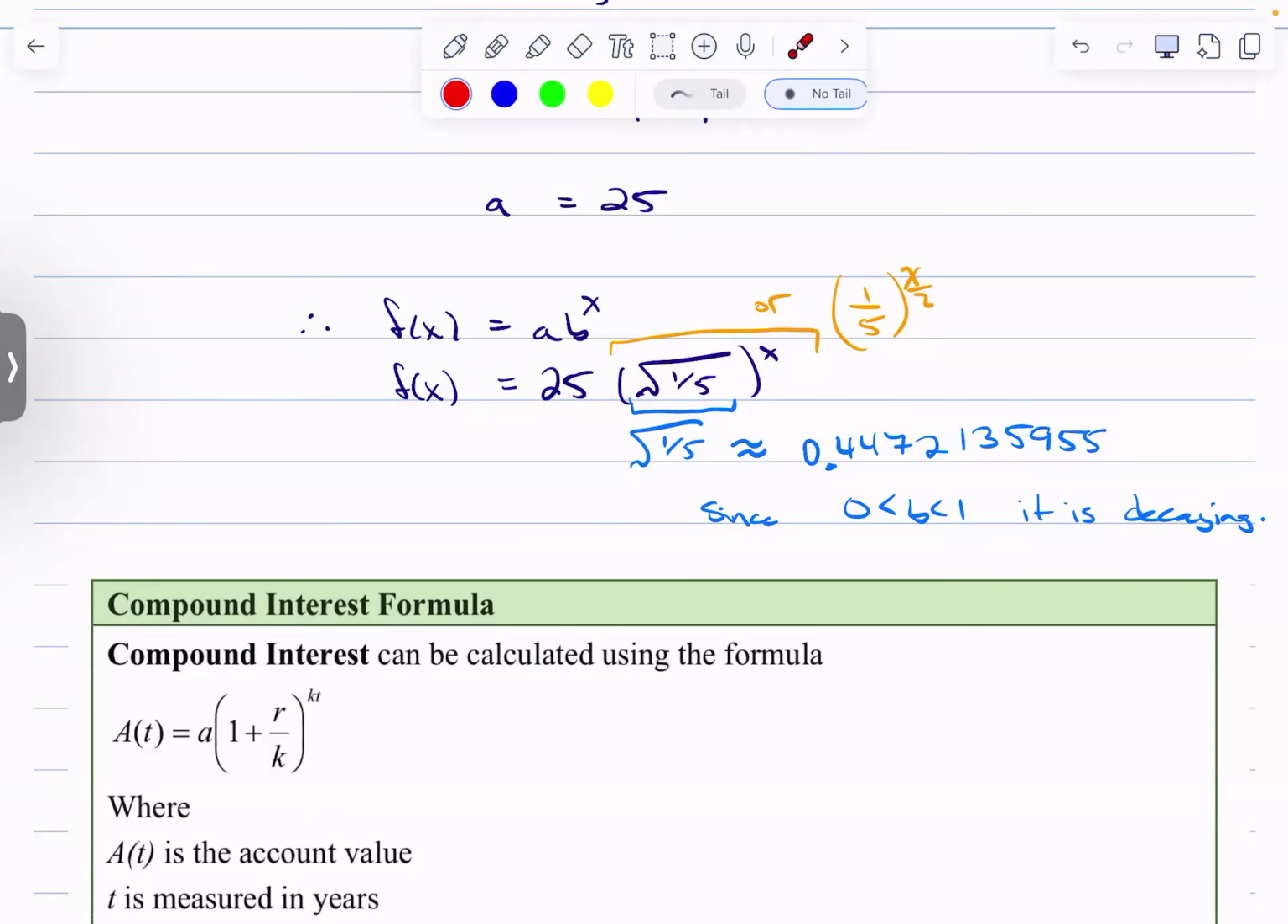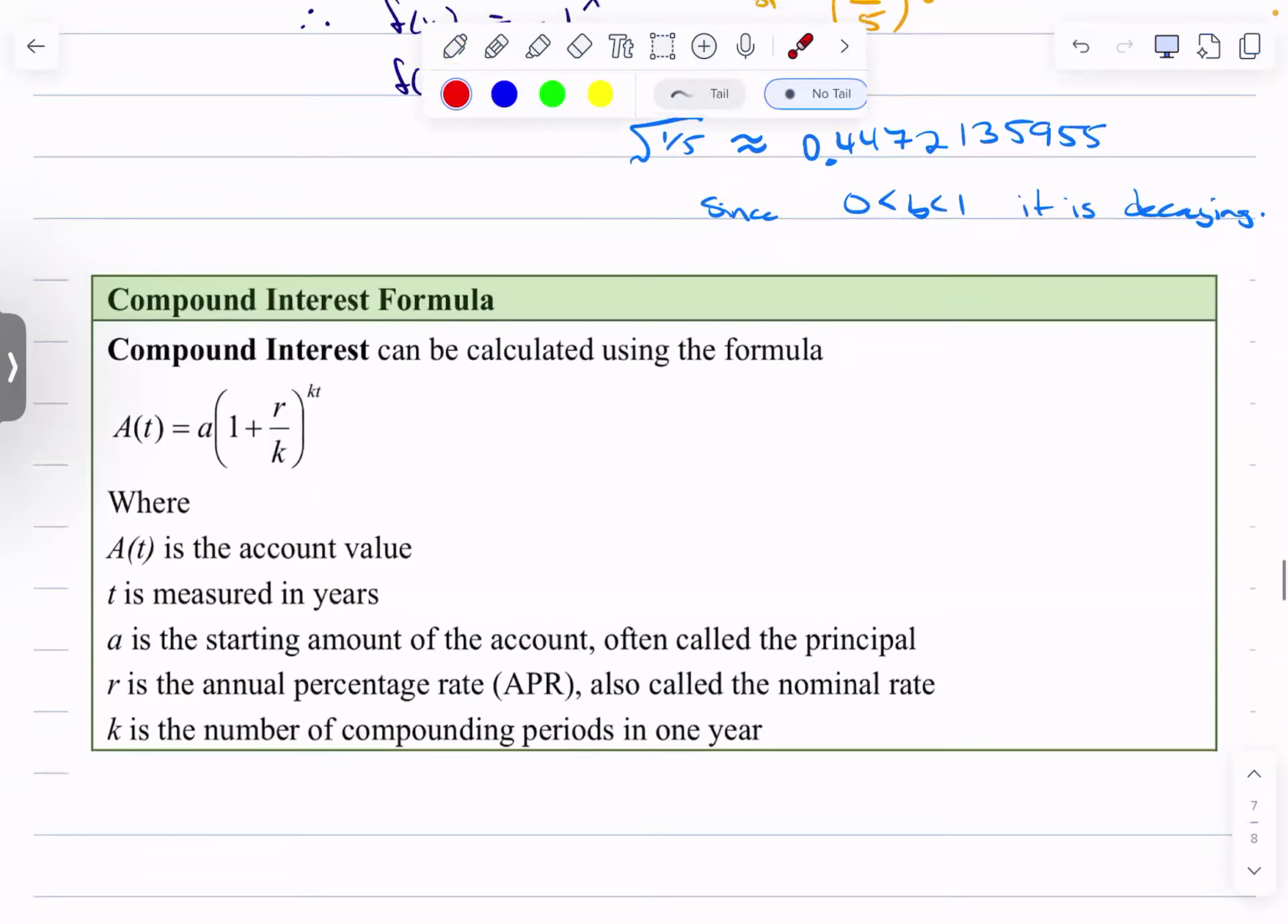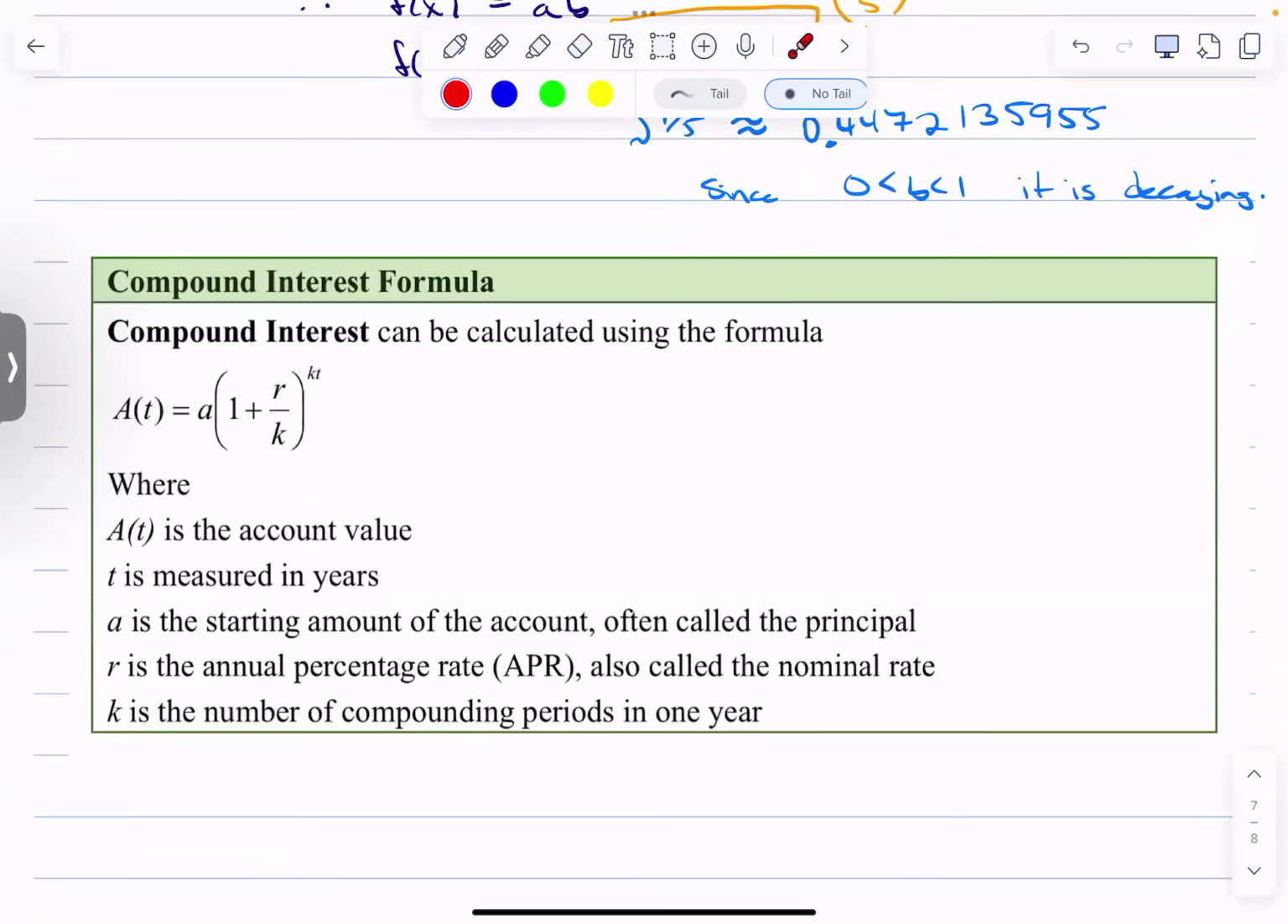Nice. Now, kind of maybe not in wet, but in life, finance is a big part of math, right? Money problems. And so a really common formula that we use is the compound interest formula.